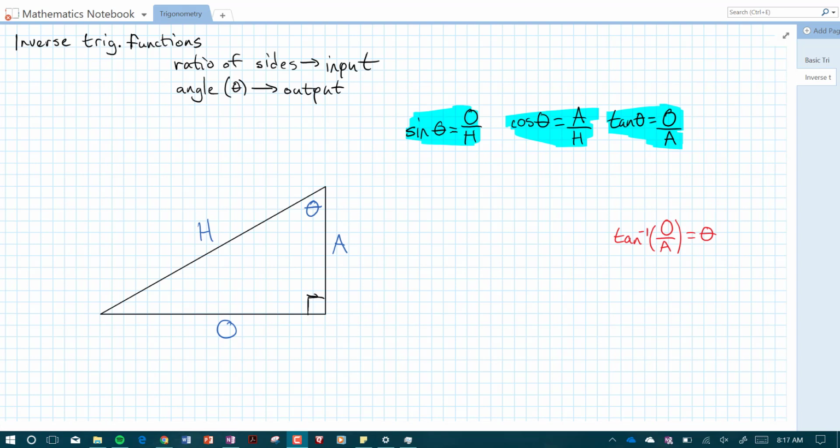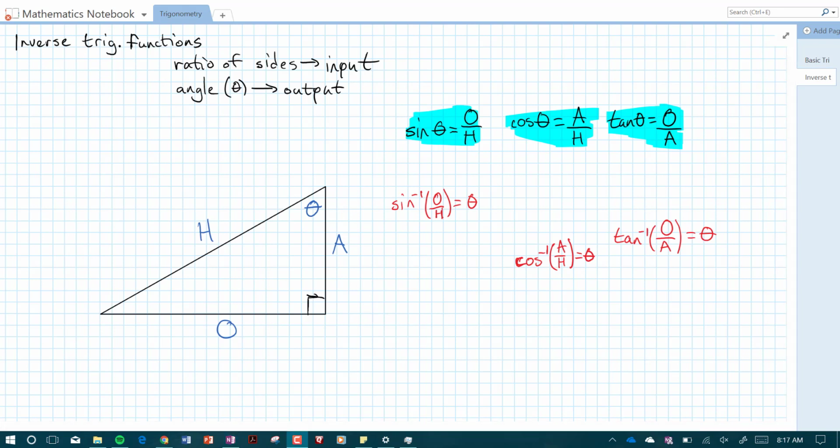I may have misspoken earlier. If we know the adjacent leg and the hypotenuse, we're going to use inverse cosine, which is going to be cos to the minus 1, or inverse cos of A over H is equal to theta. And if we know O and H, we can solve for theta using inverse sine. Inverse sine of O over H is equal to theta.